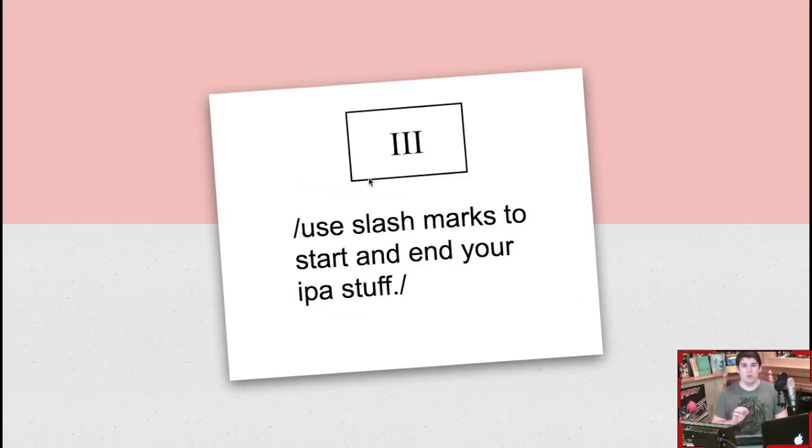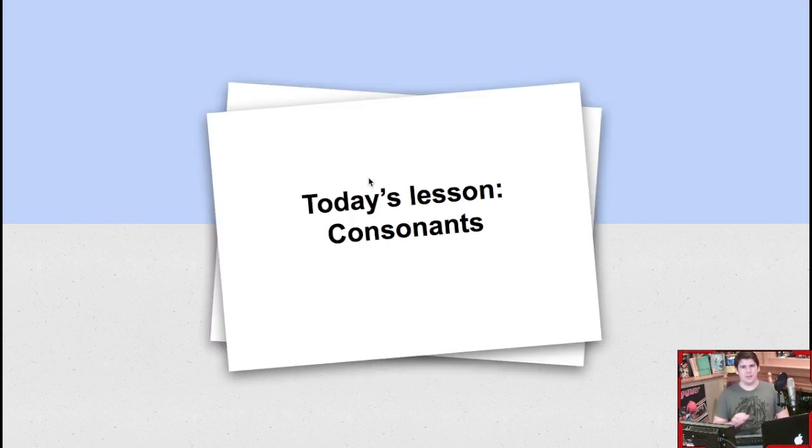Let's go to rule number 3. Every time you use the IPA, you're going to start it with a slash mark and end it with a slash mark. This shows that you are writing in the IPA. It's just a common thing that you need to do. It's a universal rule. Everybody knows that you are using the IPA when you start and end with this. Let's talk about today's lesson.